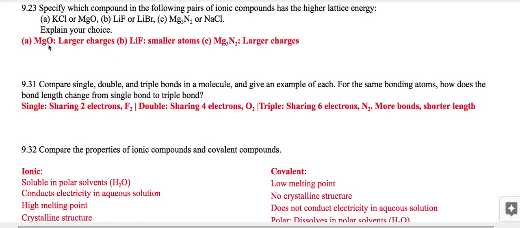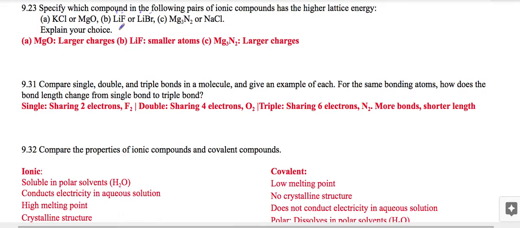If we look at A, we have magnesium and oxygen. Magnesium oxide is going to be the larger one of those two, potassium chloride, because of its larger charges. Remember that when we rank lattice energy, we first look at the charges and then we look at the size of the elements involved in the bonding. So these are going to have larger charges, so it's going to be the larger lattice energy. Here we have the exact same charges, positive 1 and negative 1, positive 1 and negative 1, and so we go ahead and look at the size of the ions.